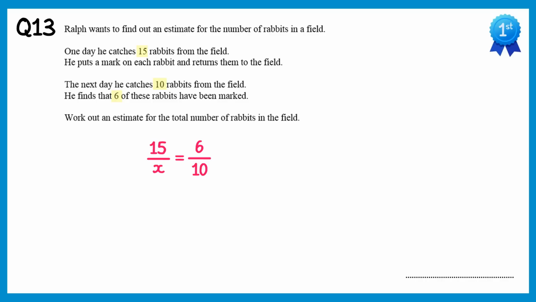These proportions will be the same, so all we need to do now is a bit of rearranging. If we times both sides by x and both sides by 10, we'll get 15 times 10 equals 6x. We can then divide both sides by 6, which gives us 15 times 10 over 6 equals x, and if you type this into your calculator, you'll get 25 for x.